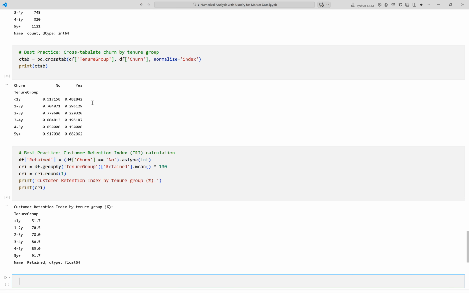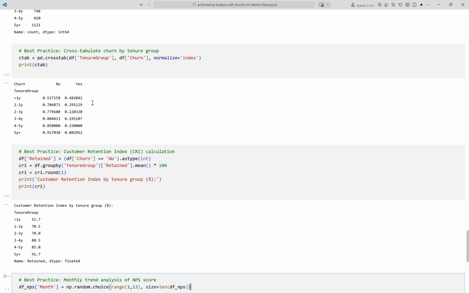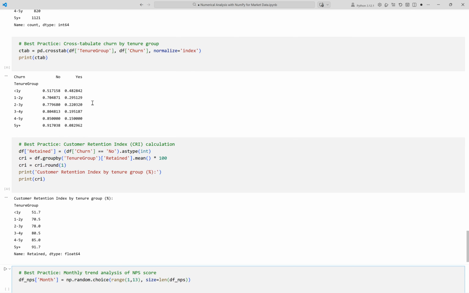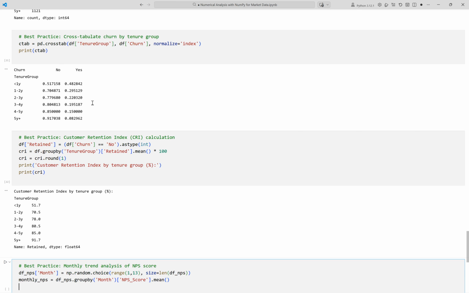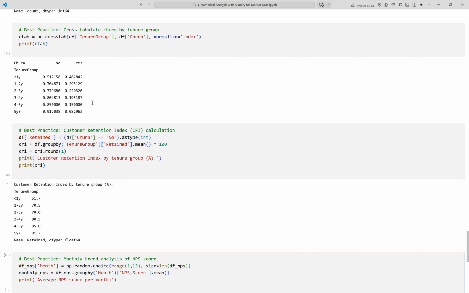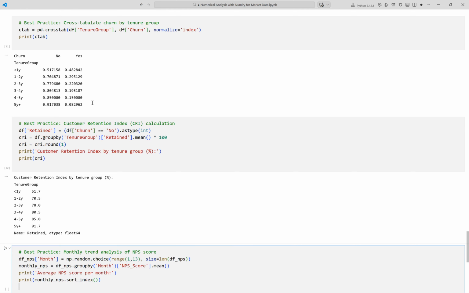Trend analysis can uncover seasonality in customer satisfaction. We randomly assign a month to each NPS record for illustration; normally, use real dates. Group by month and calculate the average NPS score. Monthly averages are printed to evaluate peaks and dips in customer sentiment. Business leaders use these trends to launch campaigns or investigate declines.